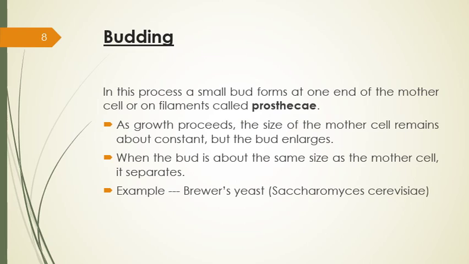Another technique is budding. In this process, a small bud forms at one end of the mother cell, or on filaments called prosthecae. As the growth proceeds, the size of the mother cell remains about constant, but the bud size enlarges. When the bud is about the same size as the mother cell, it separates from the mother cell. For example, in Brewer's yeast, you can see in this yeast.